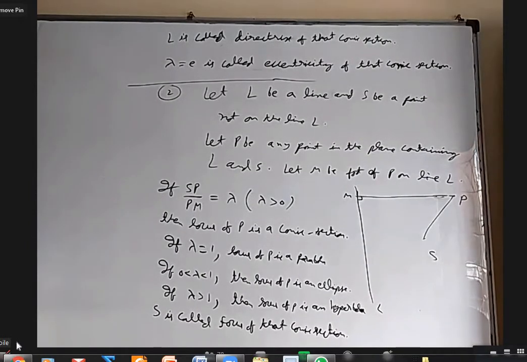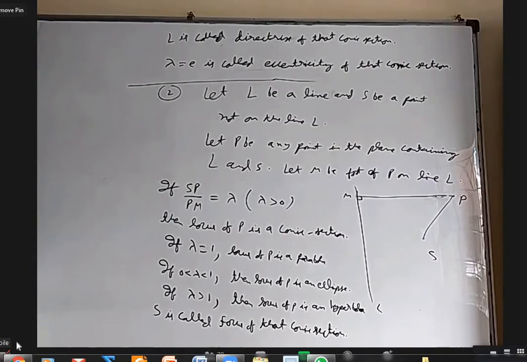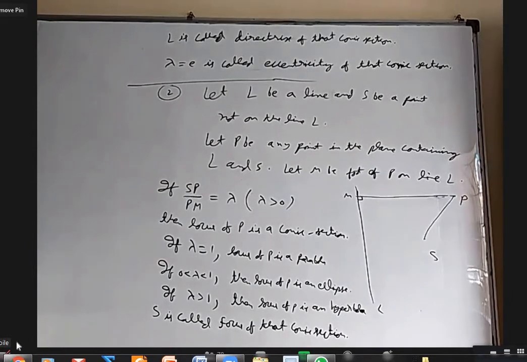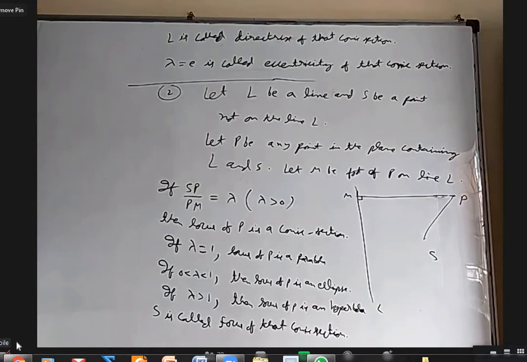Okay, we'll do some questions based on this definition just to become familiar with it. But I'll discuss one or two more points and then. Okay, everybody copied this whole thing? Yes. Okay.